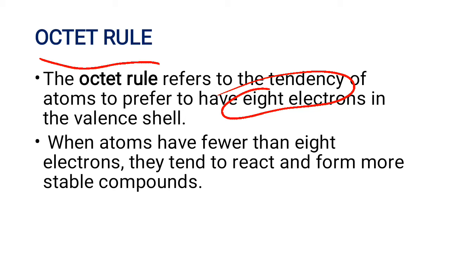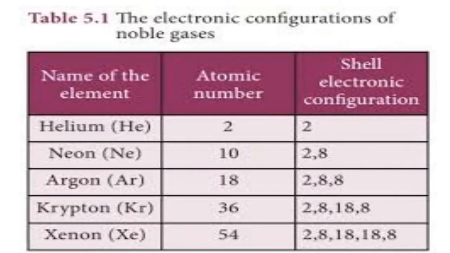So having 8 electrons is a condition of being stable. And when atoms do not have 8 electrons, meaning they have fewer electrons than 8, then they go to make bonds with other atoms to make stable compounds. So this is the gaining of stability, in fact.